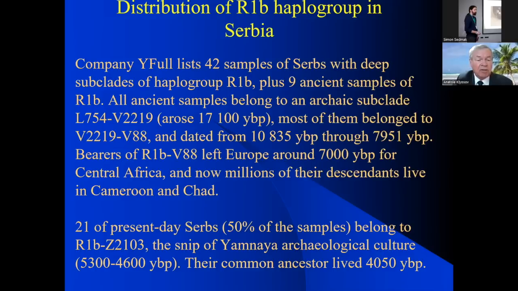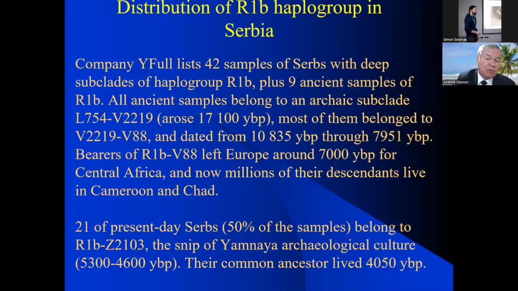So it turned out that Z2103 bearers did not go to Europe, they went to the Caucasus and then to Mesopotamia, and now a lot of people, for example, a quarter of all Armenian males, have Z2103. About 20% of Turks bear Z2103. Many Kurds, many Assyrians carry Z2103.